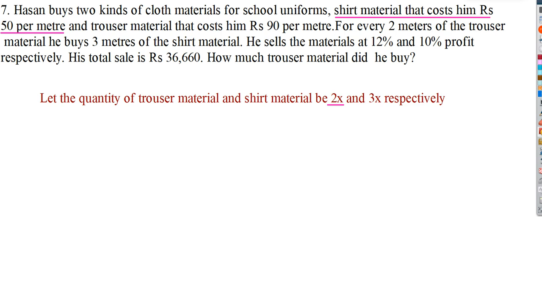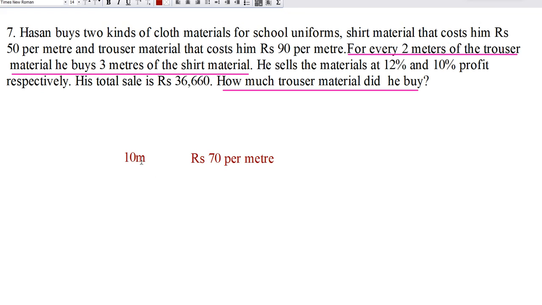Suppose there are 10 meters of cloth, at rupees 70 per meter. How do you find the total cost of that material? Yes, 10 into 70 is equal to 700.